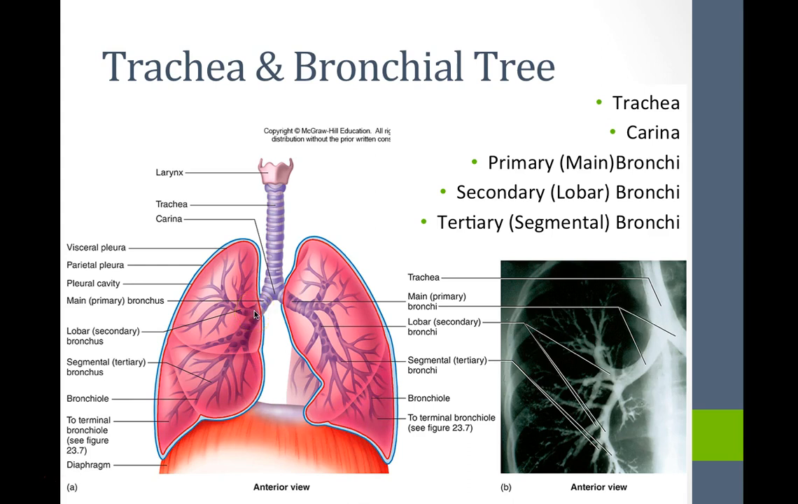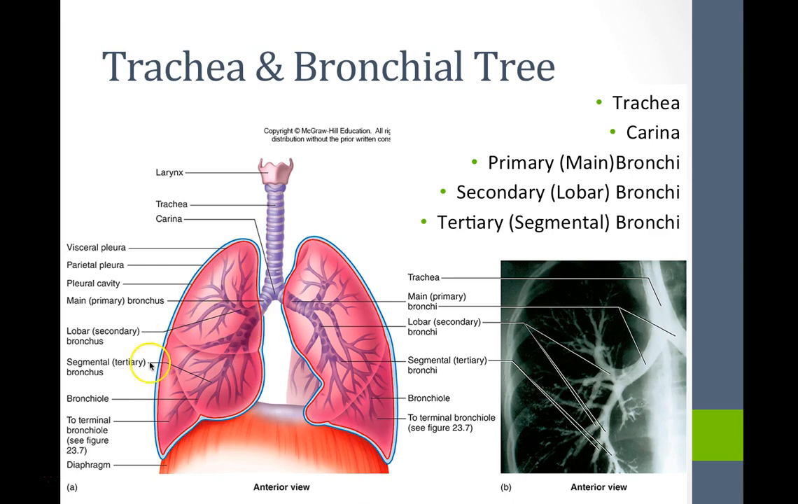So we will soon learn that the right lung will have 3 lobes and the left lung will only have 2 lobes. So in your right lung, your primary bronchus will branch into 3 secondary bronchi to go to each respective lobe, and this is why they're also called lobar bronchi.